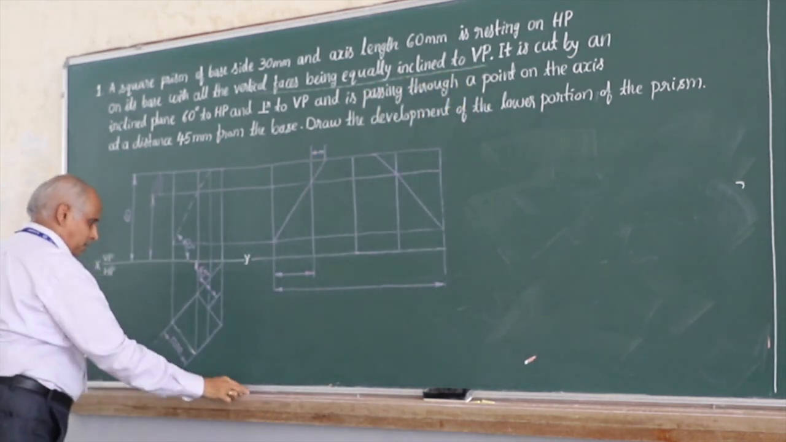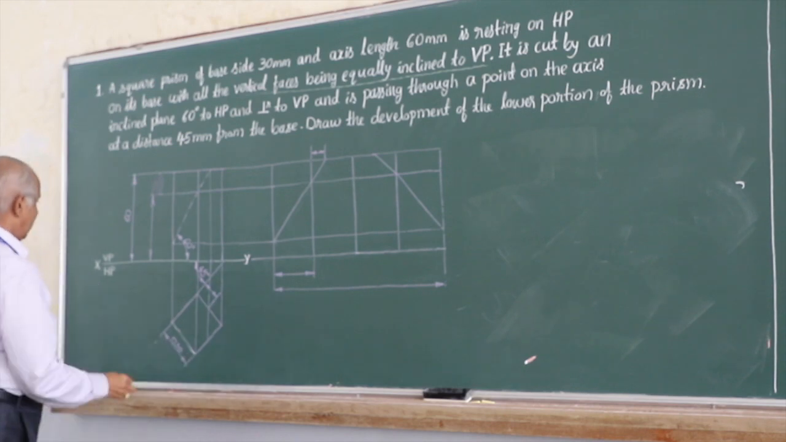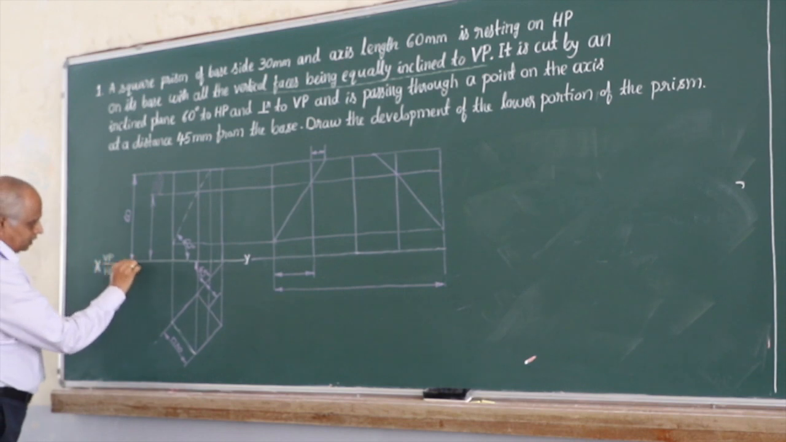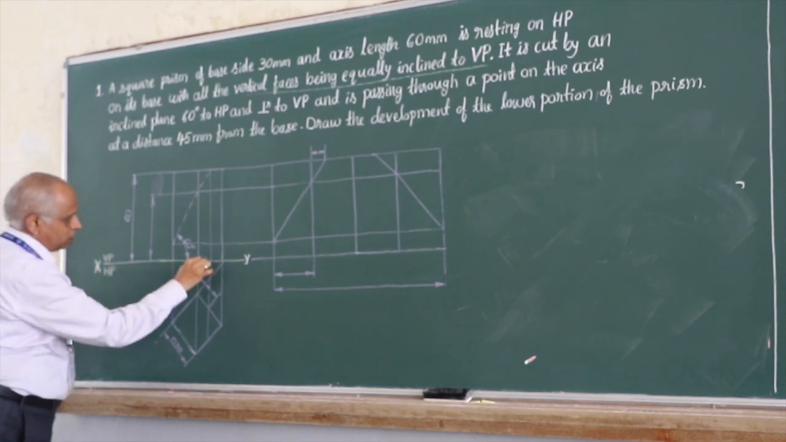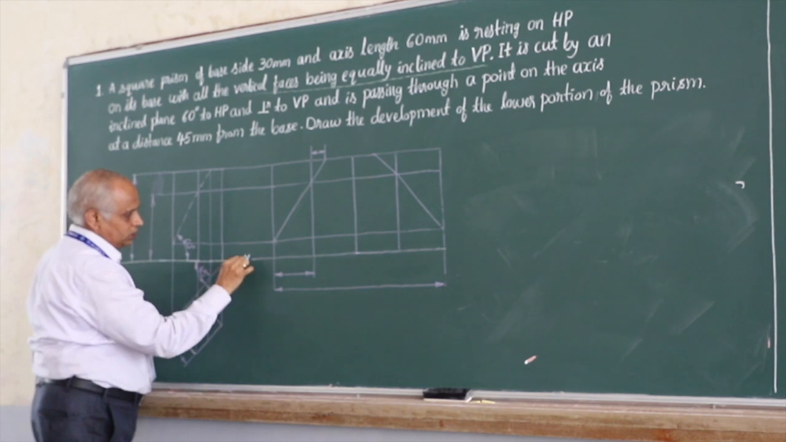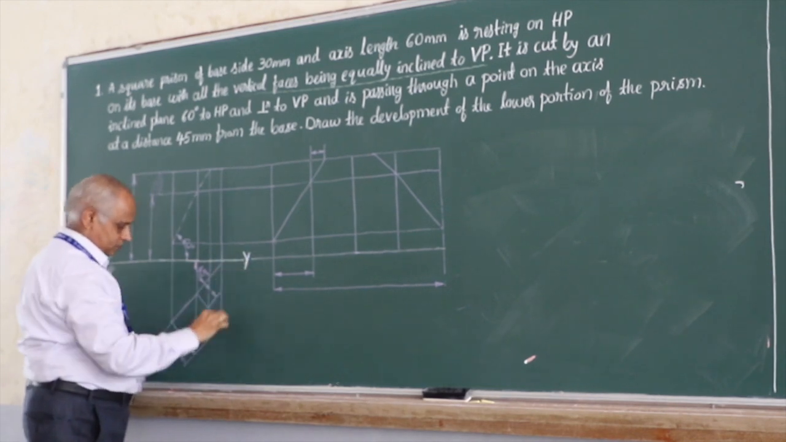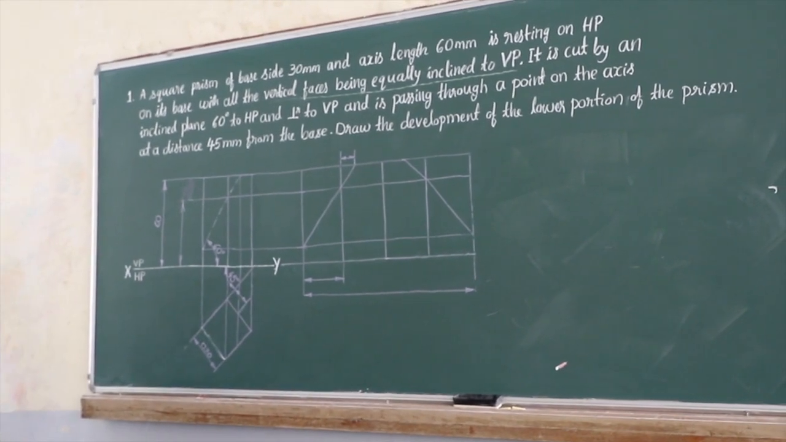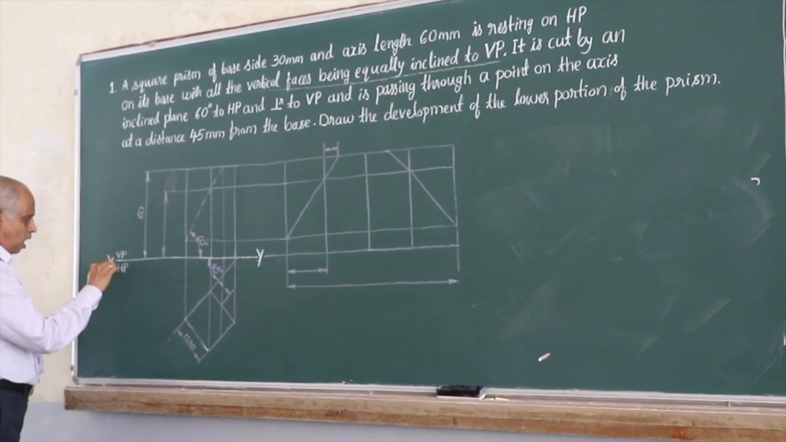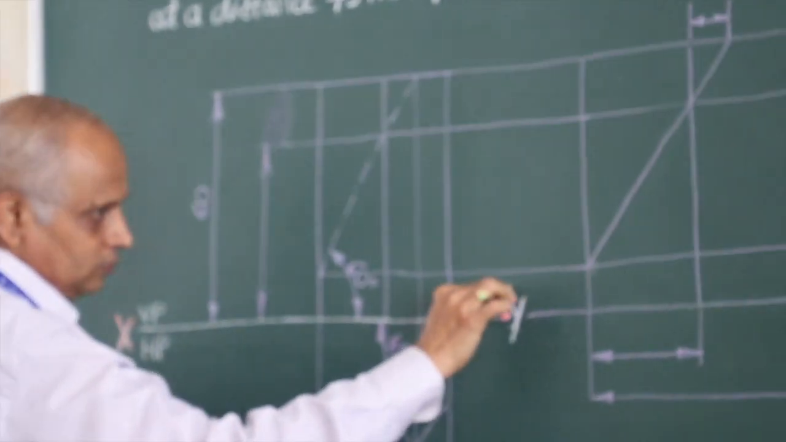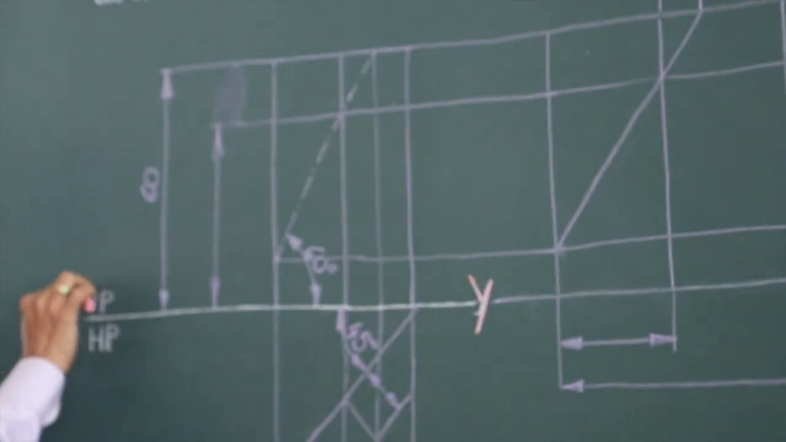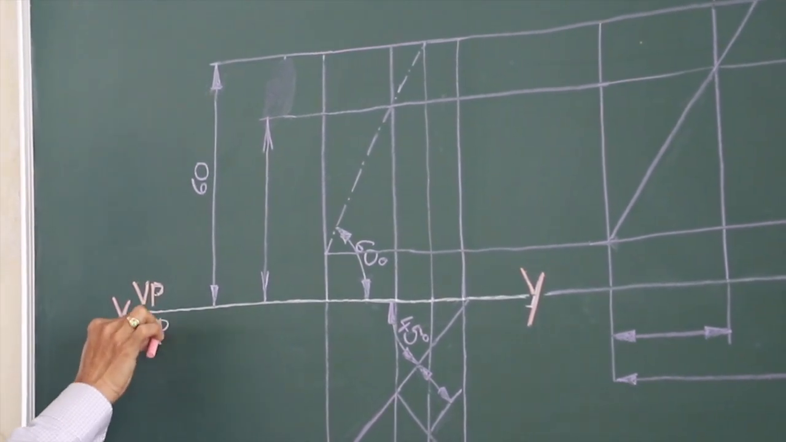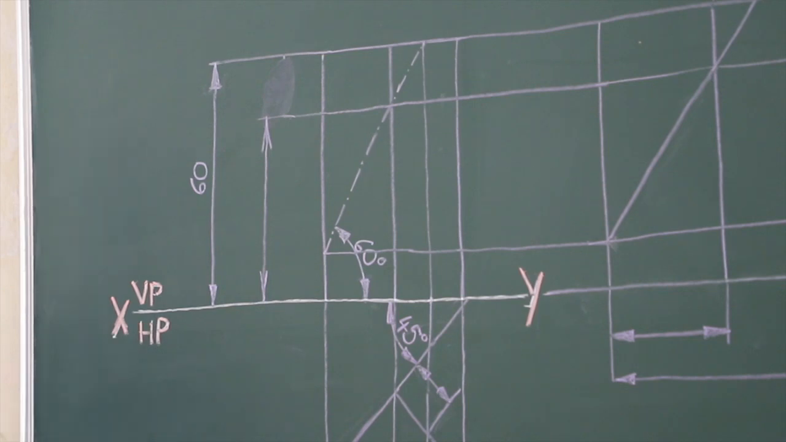So step 1, you need to write the XY line. Clearly write the XY line, which is a thin continuous line. Whenever I am using white chalk, remember it is a thin continuous line, and this is X and this is Y. This is step 1. Clearly mark the two planes VP and HP. So mark XY line, mark VP and HP. This is step 1, part and parcel of every problem.